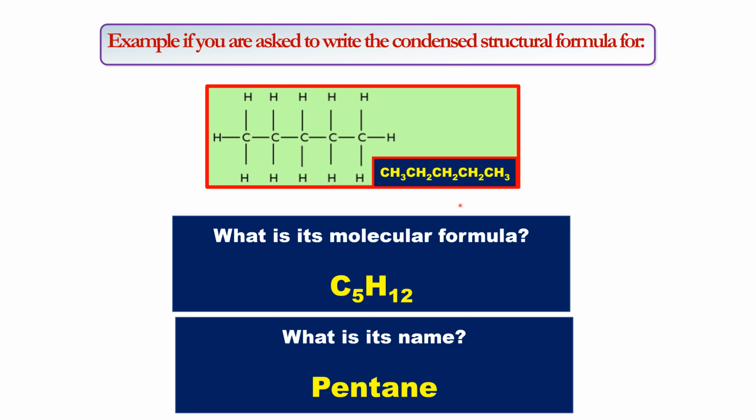The next thing is, what is its molecular formula? The molecular formula is simply obtained by counting the number of elements. Carbon is 1, 2, 3, 4, 5, so it will be C5. Then you count hydrogen: 5 here, 10, 11, 12. So C5H12. And the name of this compound is pentane.